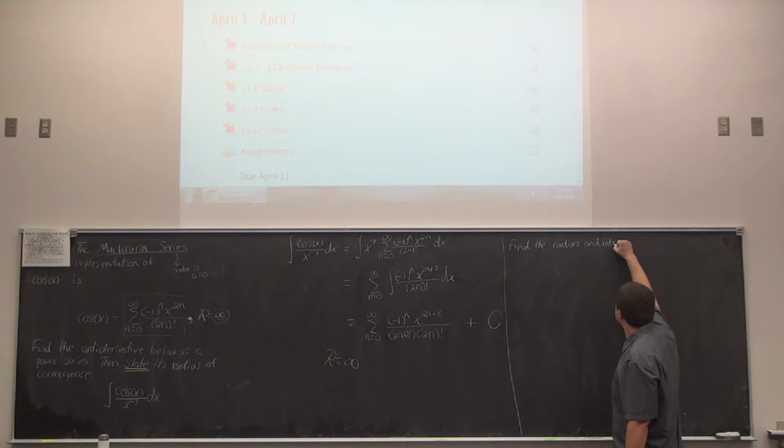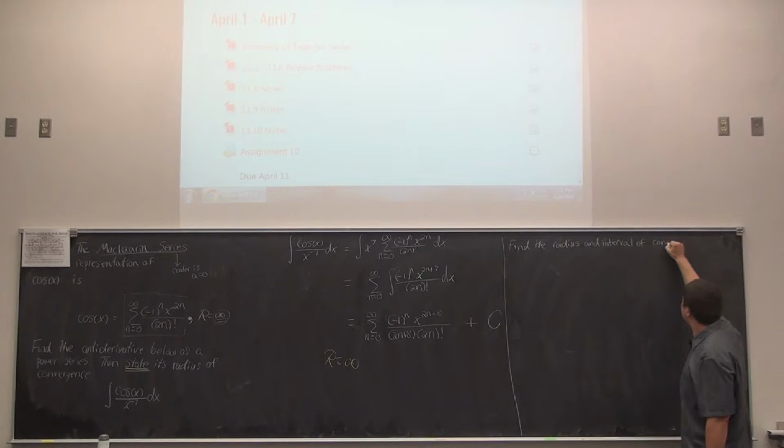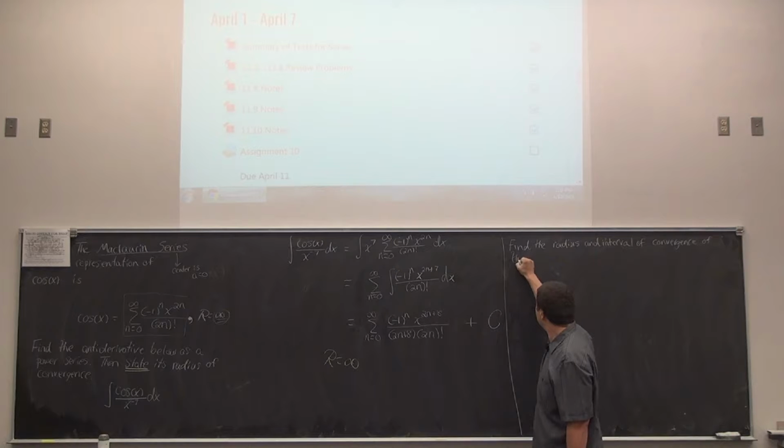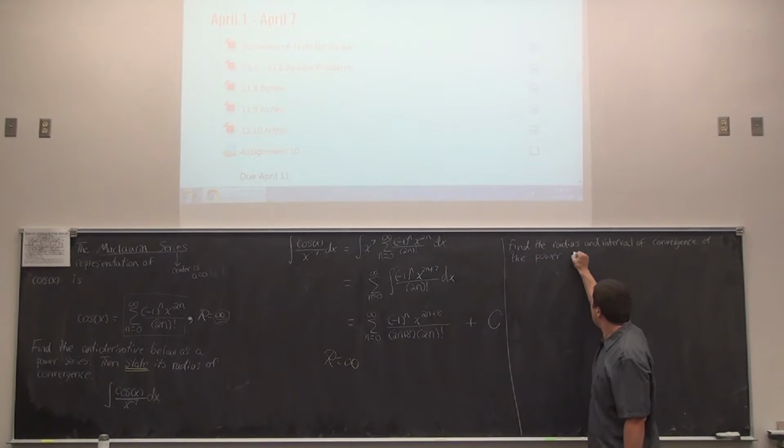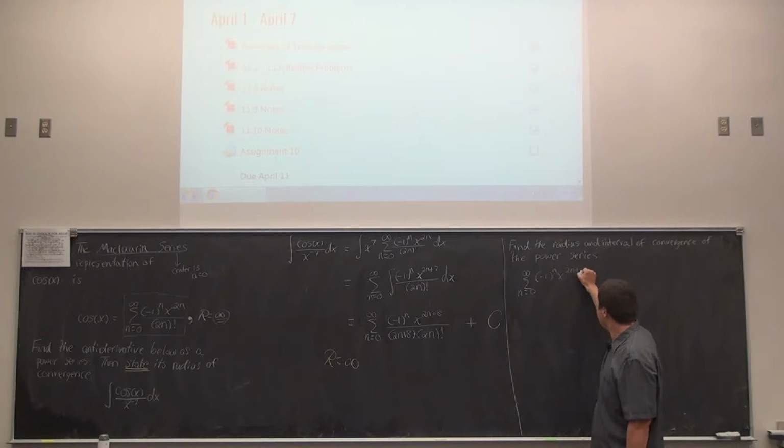and interval of convergence of the power series, which is summation from 0 to infinity of negative 1 to the power of n, x to the power of 2n plus 8 divided by 2n plus 8 times 2n factorial. So we want the radius and interval of convergence of that thing. Any questions about that so far?